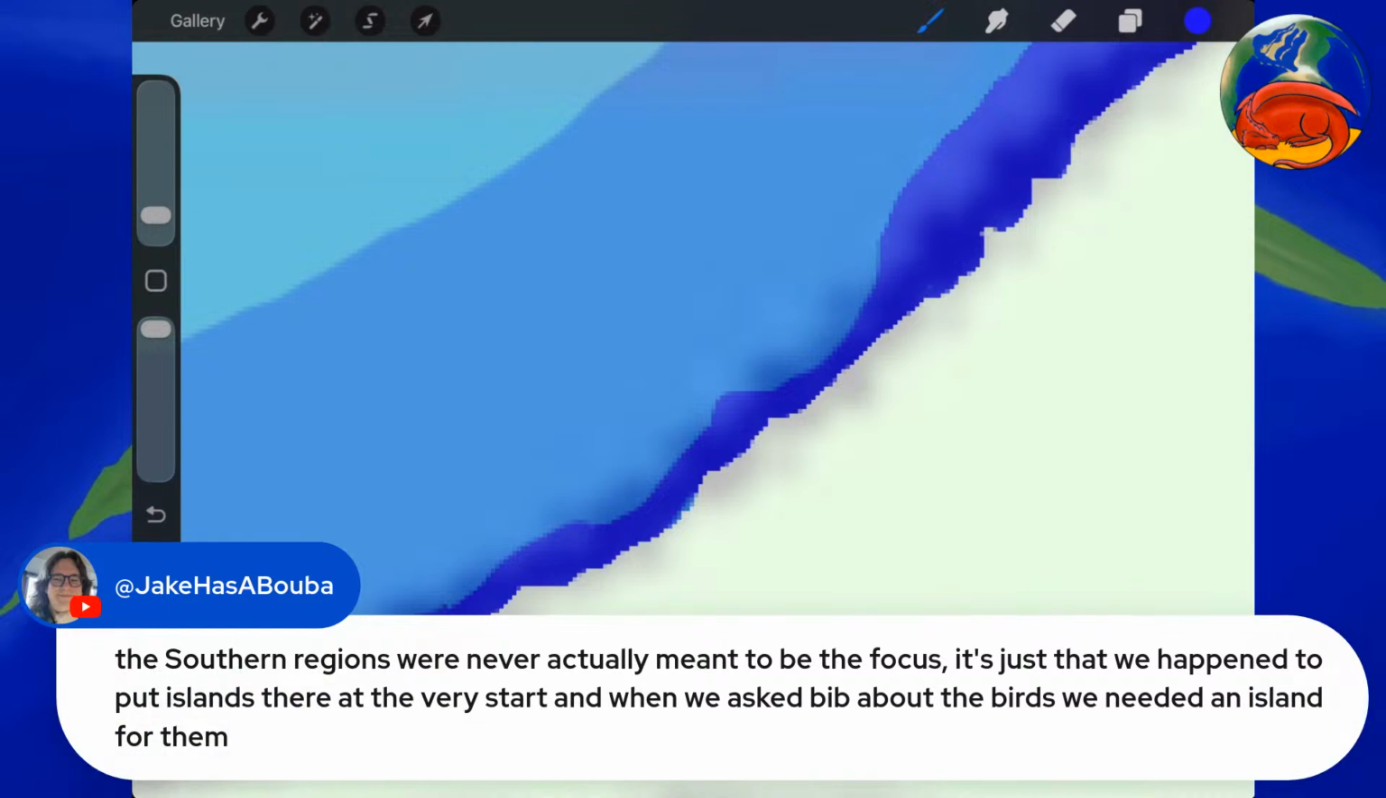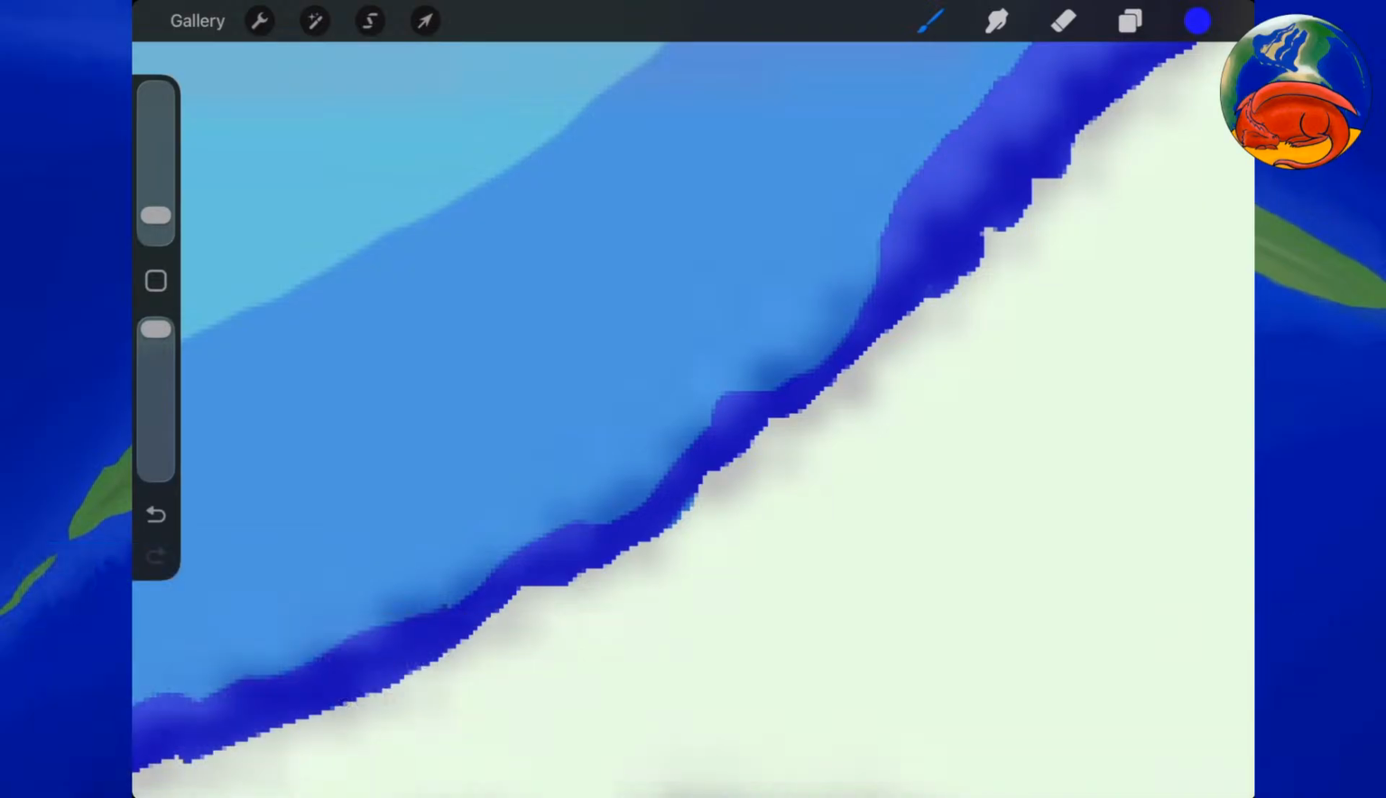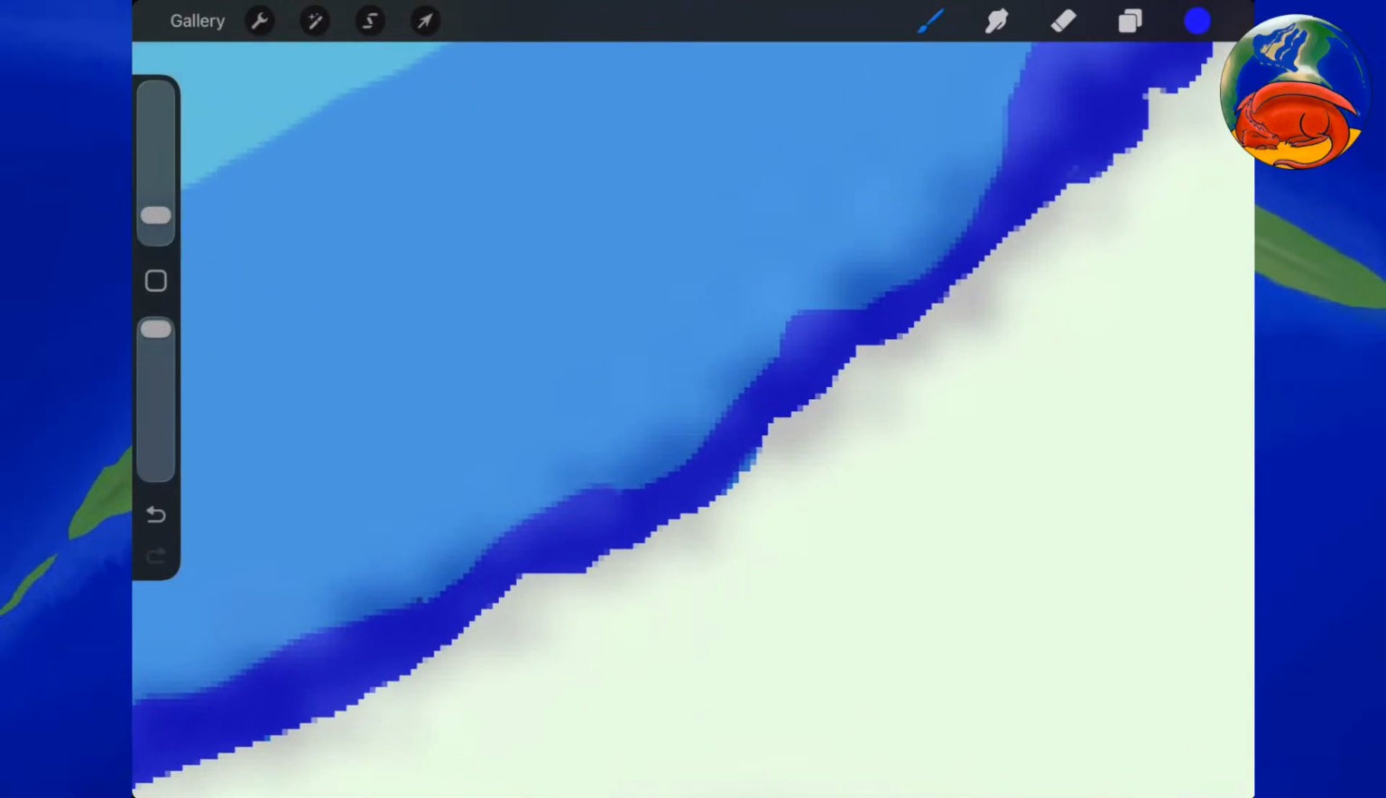The southern regions were never actually meant to be the focus. It's just what happened to put islands there at the very start. We asked Bib about the birds, we needed an island for them. Well, I think the Mihirungs are going to be very fun.